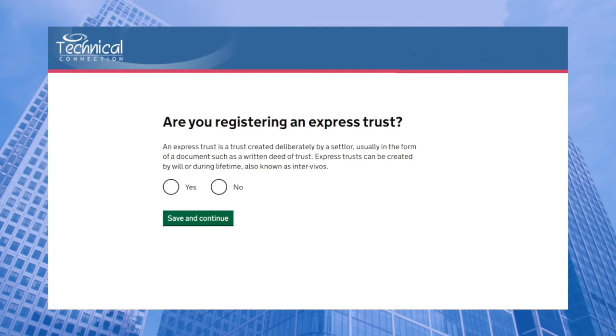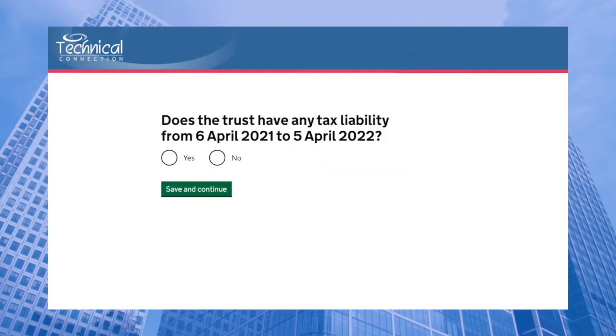In most cases, the answer to this question will be yes. I'm now asked about any tax liability. As I'm registering a trust purely for the TRS requirements, there is no tax liability, so I click no. Where tax does need to be paid, perhaps as part of a periodic charge, then the yes button should be clicked and follow the directions accordingly. But in my case, I will click no and carry on.